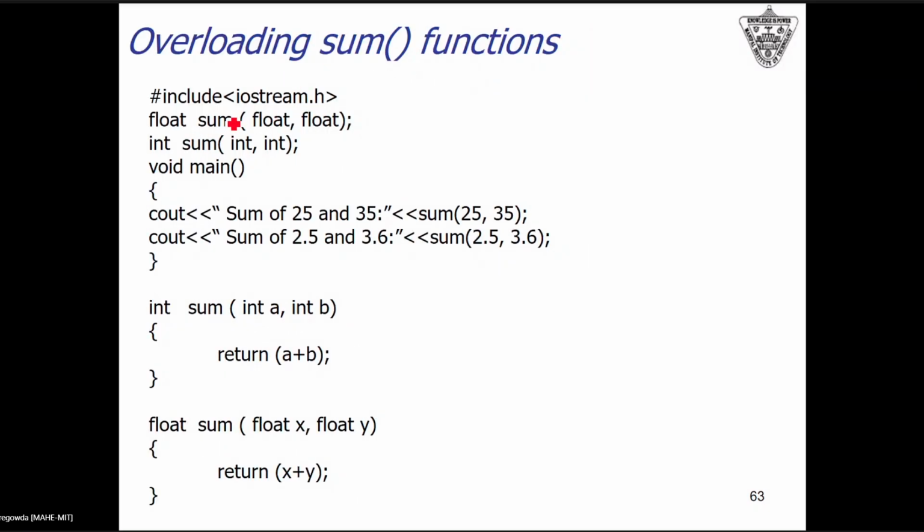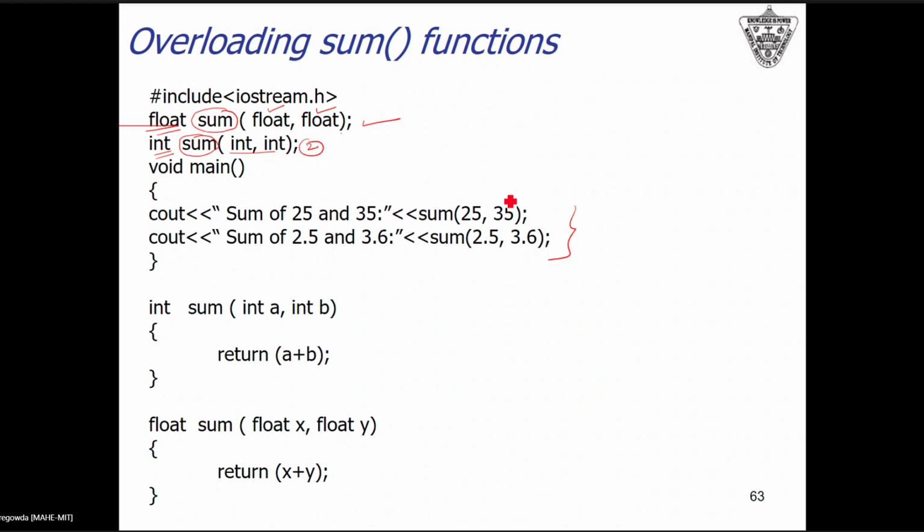Let us look at the example here. I have a function, sum. I'm using the name sum for performing two different functions in this case. If you look at the first function, the name of the function is sum, the return type is float, and it takes two arguments of type float itself. The second function name is also sum. The return type is integer, and it takes two arguments of type integer. Depending upon the type of the argument, the compiler is going to invoke the correct function.